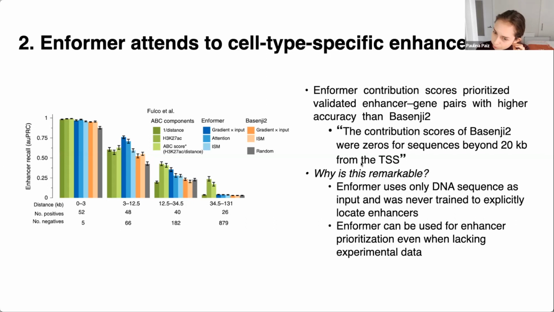So why is this remarkable? Enformer uses only DNA sequence as input and was never trained to explicitly locate enhancers. And more surprisingly, Enformer lacks experimental data, whereas models like ABC, which you can see performs worse here but better here, like all the green versus the blue, actually take experimental data as input. So Enformer is performing sometimes even better than it.